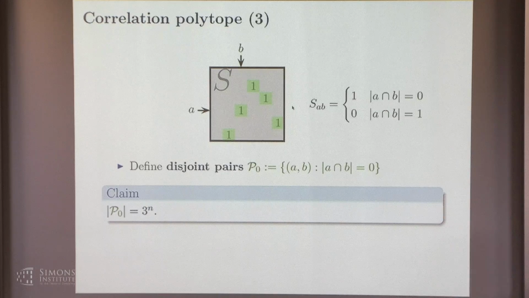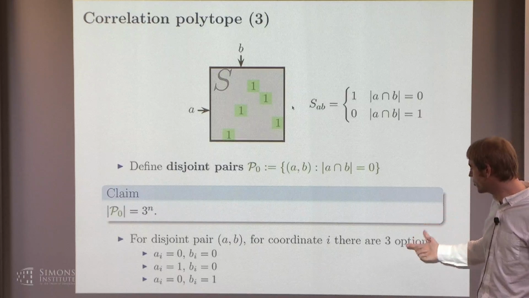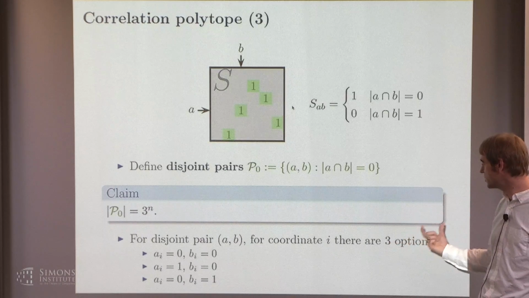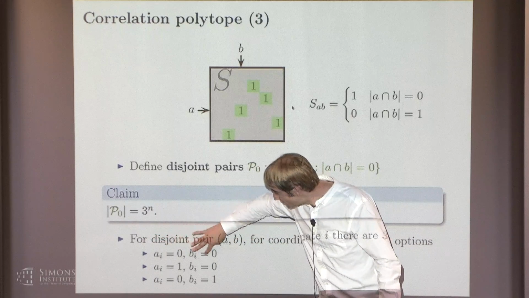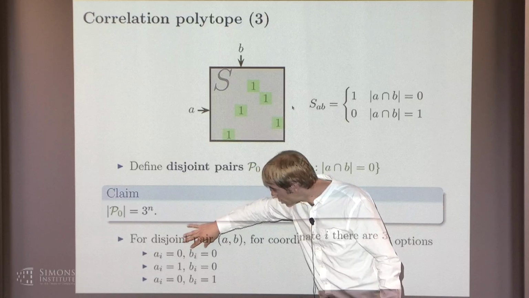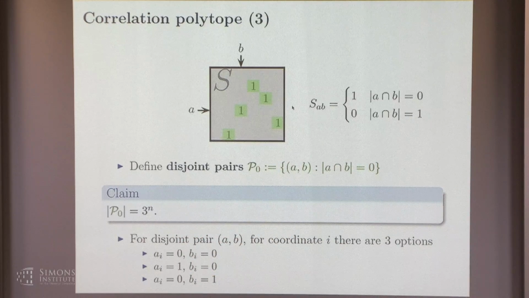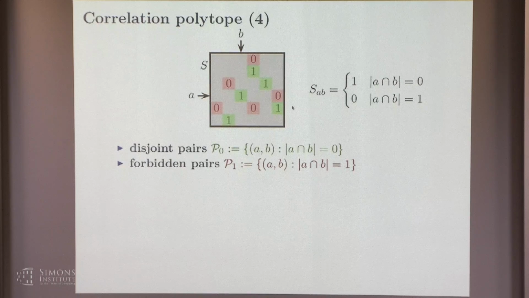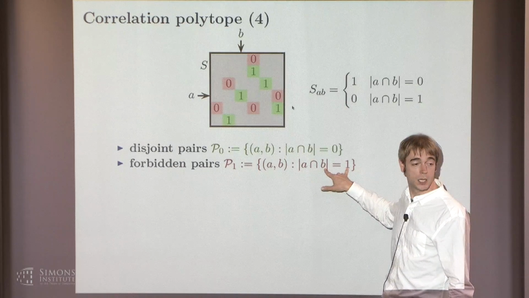Well, for every index i, there are three choices if you want disjoint tuples. Either none of them contains it, or one of A_i and B_i is 1, but not both. So there are 3 options, and so you have 3 to the n many choices. OK, good. On the other hand, there are these other entries where A and B share precisely 1 symbol.